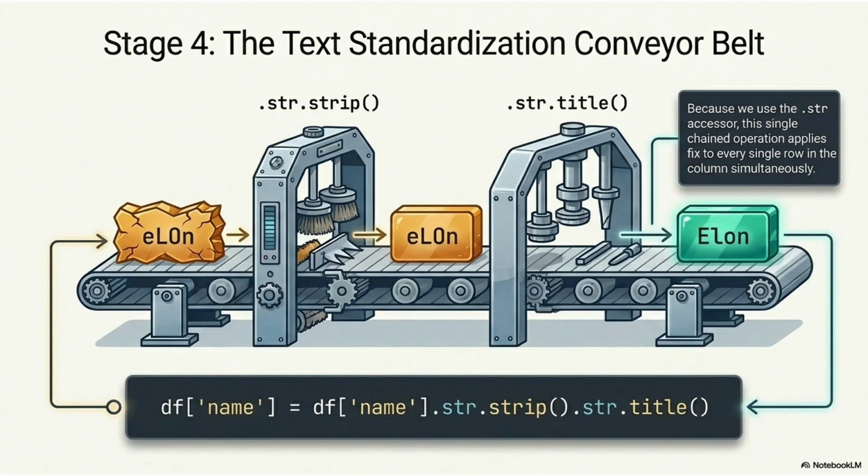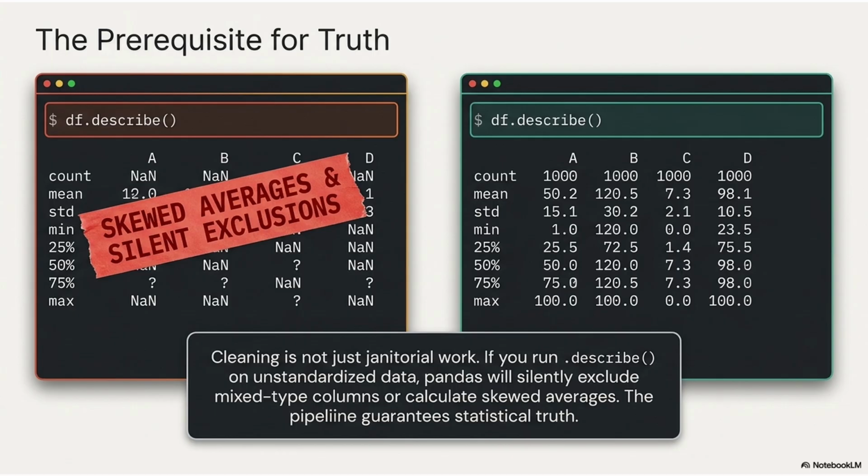The crucial technical note shown on the right: because we use the .str accessor, the single chain operation applies to every single row in the column simultaneously. No loop is required. This is vectorized string processing. Apply the same pattern to any text column that needs cleaning, category labels, region names, product descriptions, and customer names.